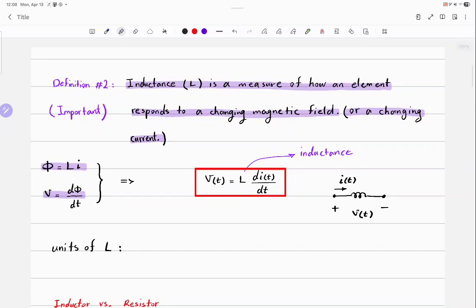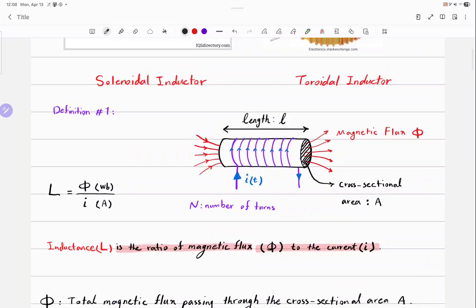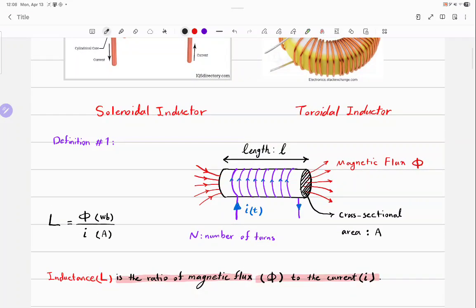Now, what is the unit of L in our equations? Before talking about the SI units, let's write whatever equation I know about L. So, the first one from the first page: L is equal to phi over I, right?